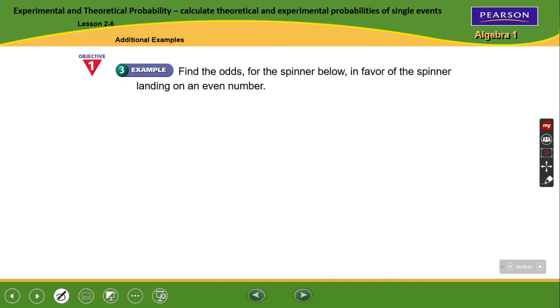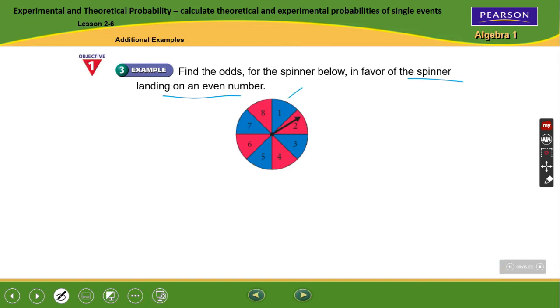Find the odds. Odds is the same thing as probability for the spinner below in favor of the spinner landing on an even number. So what is the probability that this spinner lands on an even number? If I look at the spinner, it appears to be 8 equal sections. All these sections seem to be about the same size. That's important. If they aren't the same size, then we have to do more thinking. It's a lot harder.